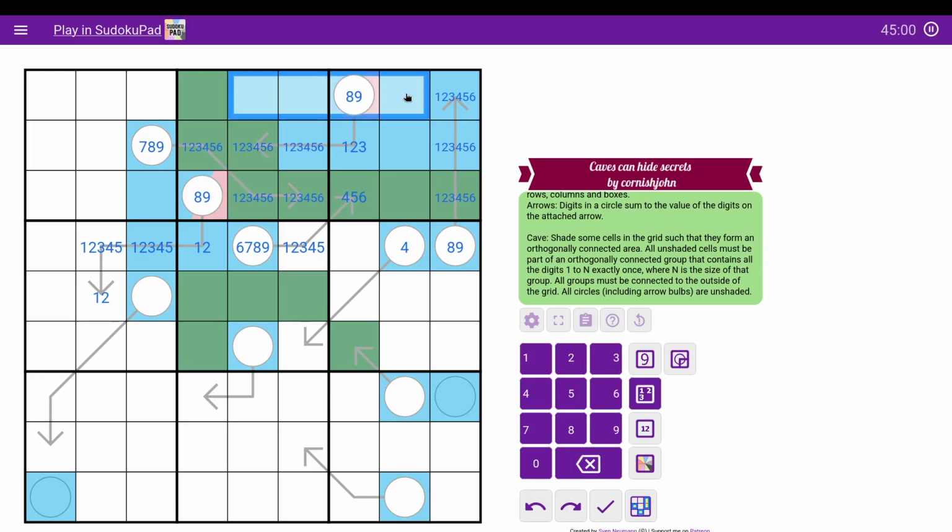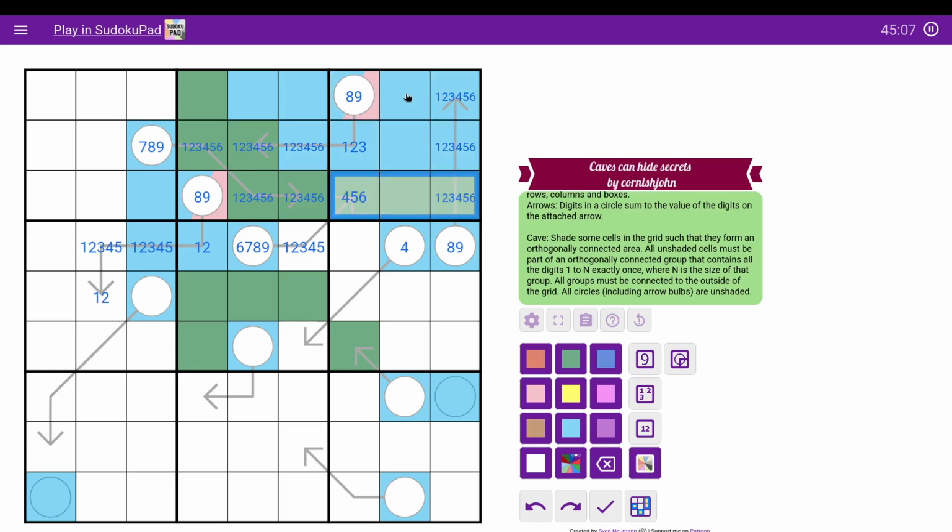Can I use the fact that these 9 digits are all distinct? So these 3 digits must equal these 3 digits. Okay, that is useless. Shaded necessarily. Shaded.